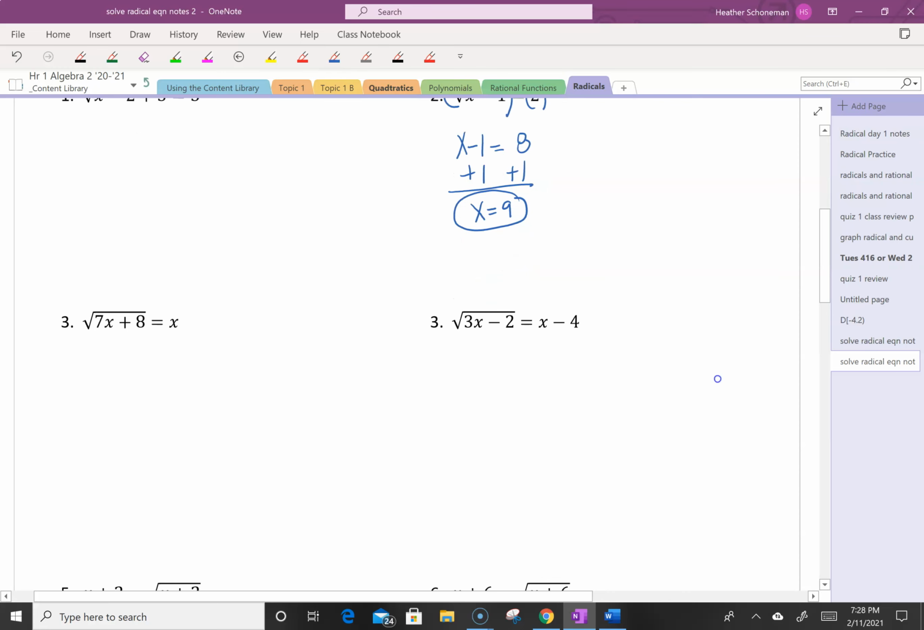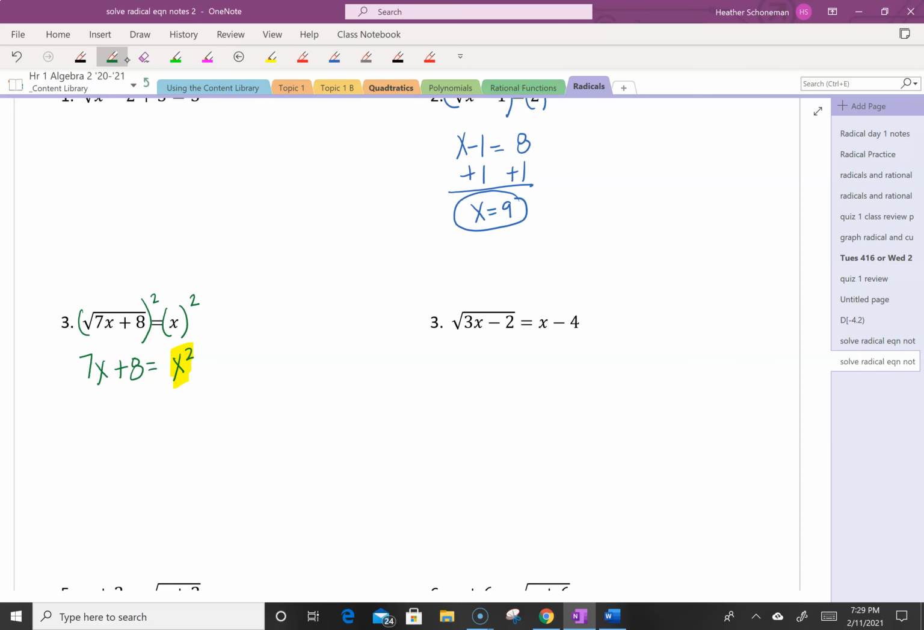All right, now let's go to ones where you're going to have to factor. So on number 3, to solve this is just like what we did in the last notes. We're going to have to square both sides. So on the left, we get 7x plus 8, and on the right, we have x squared. When we see this x squared, we need to think of a couple of things. First, we know it's quadratic. Second, to be able to solve it, we have to set it equal to 0 and factor. And third, it's possible we could get an extraneous solution. So we are going to need to check our answers.